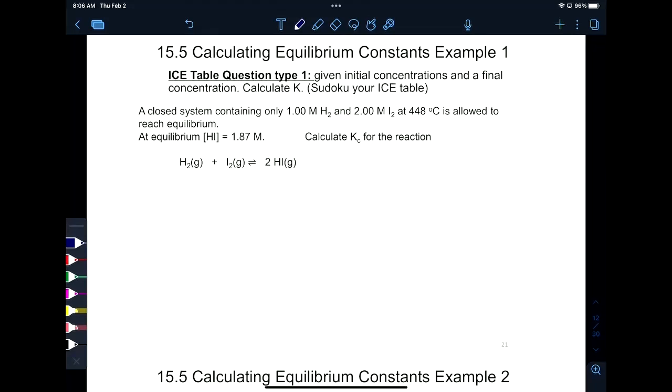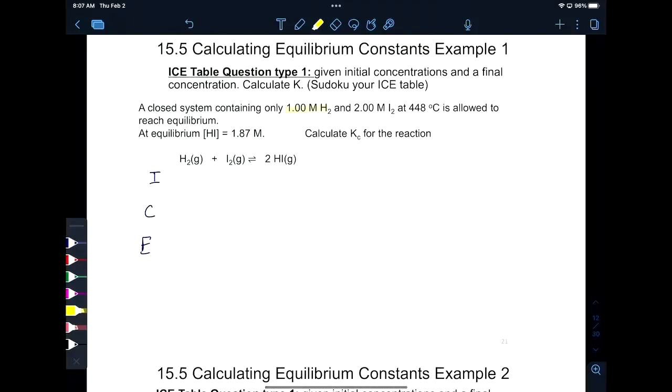So I give you the chemical reaction, so let's construct our ice table. We need to put in the given information in the right places, all right? So just going through the sentences here, the closed system contains only hydrogen and iodine, 1 molar hydrogen and 2 molar iodine at this temperature. So we're not using the temperature here. That temperature is just relating to the K value that's measured that we're going to calculate here. So in what line should I put these two concentrations? Initial, yes, those are the initial conditions, and then something's going to change in order for the reaction to reach equilibrium.